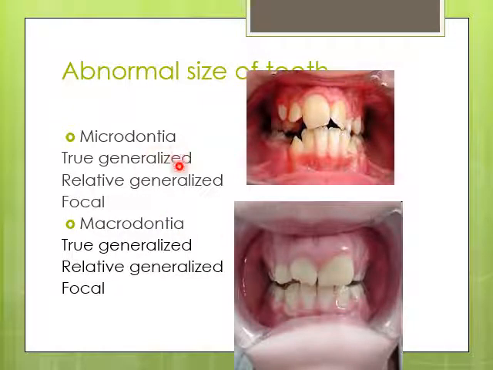Microdontia could also be relative or generalized. In microdontia, like you may have seen in dwarf people, there is a general decrease in the size and shape of the teeth, and that is called true microdontia. In relative microdontia, the size of individual teeth, like one or two teeth, is smaller than the other teeth. And in false microdontia, the jaw size or bone size is larger than the size and shape of the teeth, right?